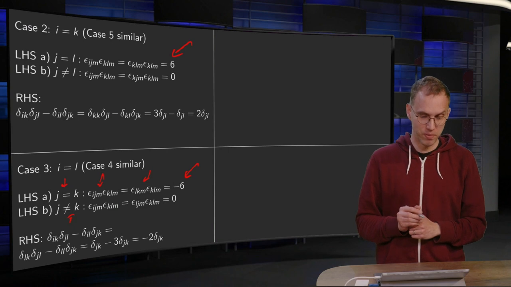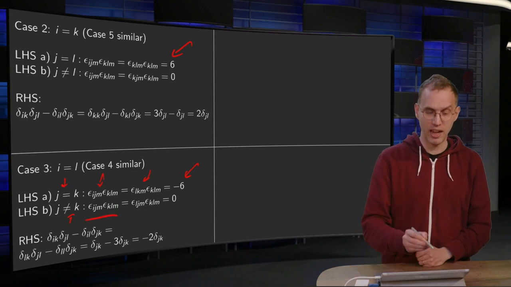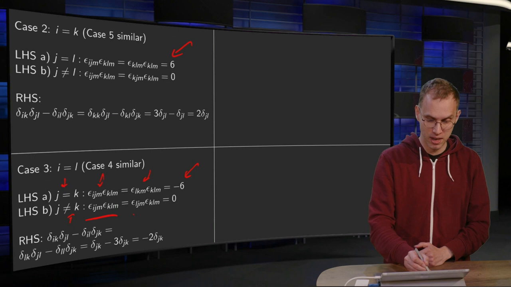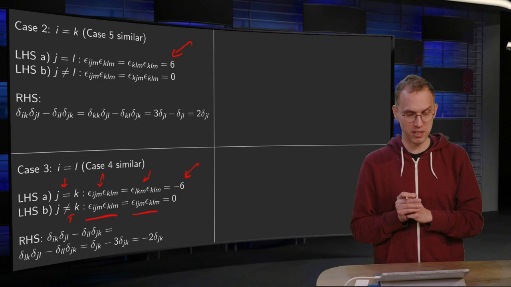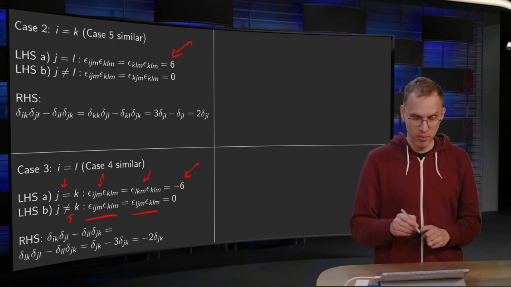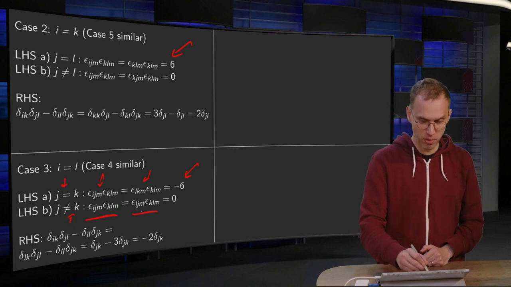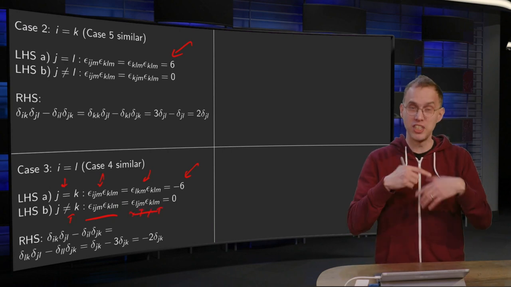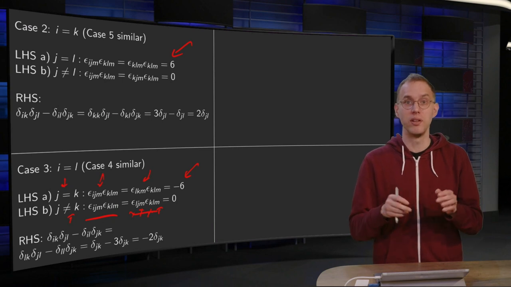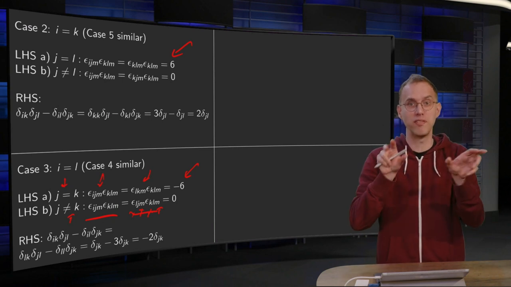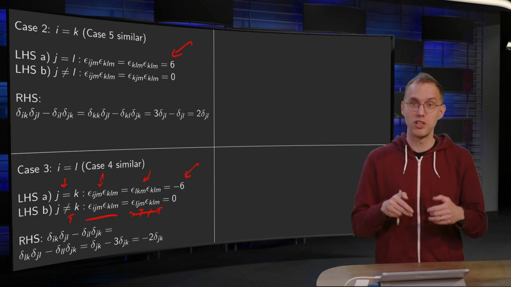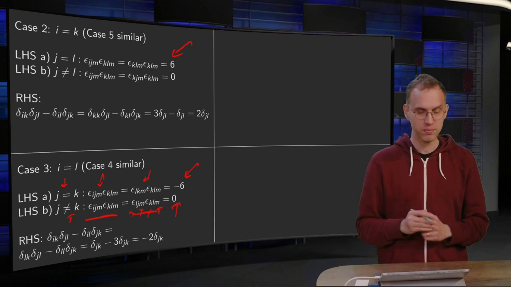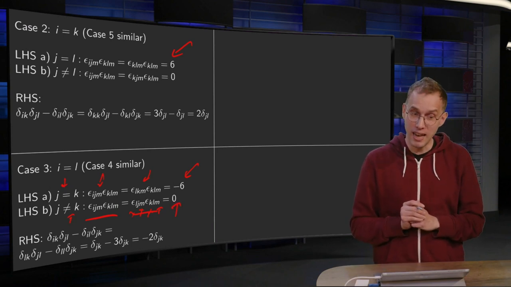And j is not equal to k. Then your epsilon ijm, epsilon klm becomes epsilon lmj, epsilon klm. And again, same argument as in case 2b. We have two same indices. They both have the m in common and the l in common. And because the j and the k are not the same, you cannot have that they both have three different indices, 1, 2, and 3. There's not enough space, so you always only have zeros. So that's the left-hand side.